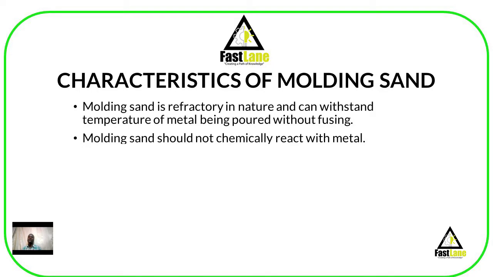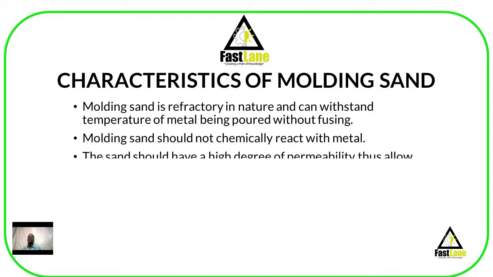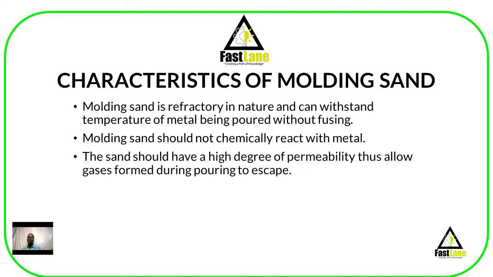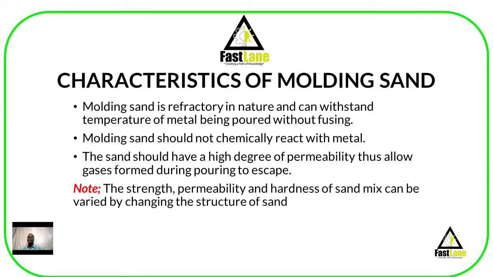We need to also know that the molding sand should have a high degree of permeability. What do we mean by permeability? There should be easy exchange of gases. It can be gases, it can be steam. So this is a very good characteristic that we have to put into consideration. And we need to know that the strength, permeability and hardness of the sand mix can be varied depending on the changing structure of the sand. Therefore, those are the characteristics of molding sand.